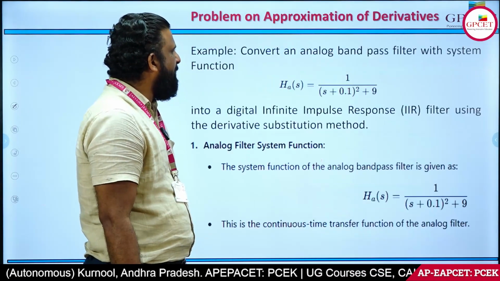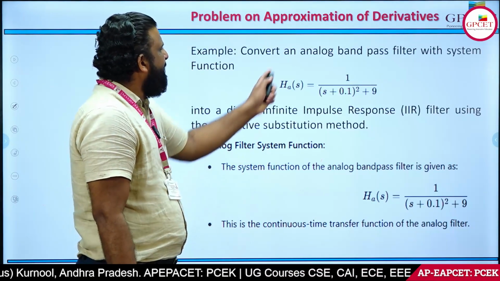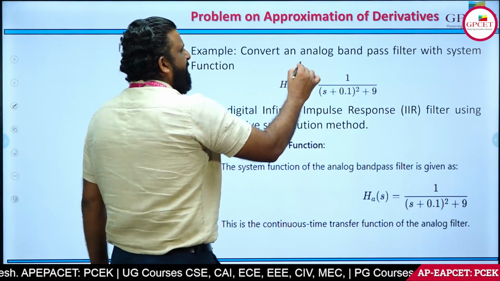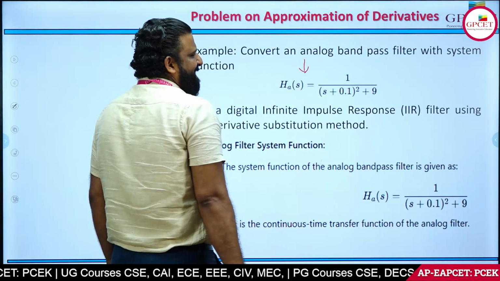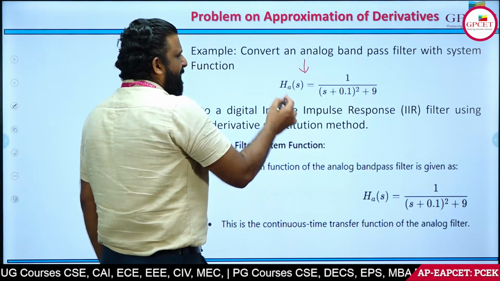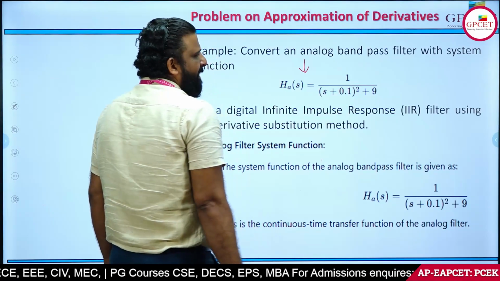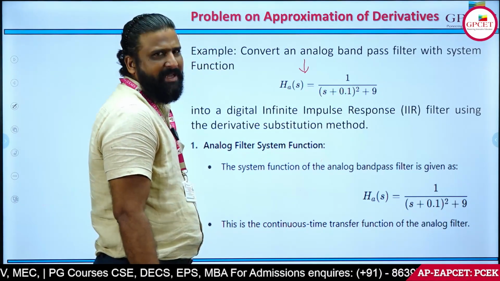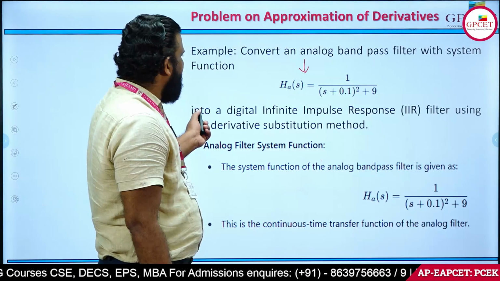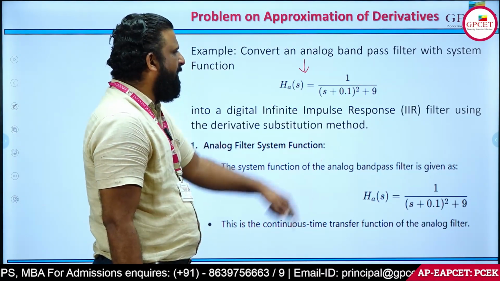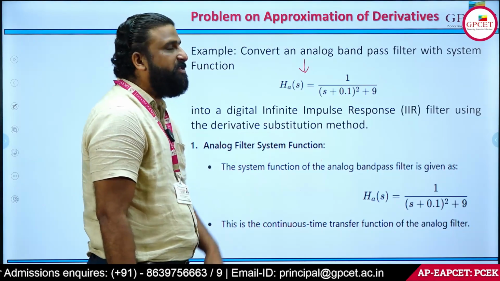Now we will take one problem. Convert an analog bandpass filter with the system function. As I told you, they will give directly the transfer function of the analog system. The transfer function given is HA(s) equal to 1 by (s plus 0.1) whole square plus 9. Now they are asking to convert this into a digital infinite impulse response (IIR) filter using the derivative substitution method.